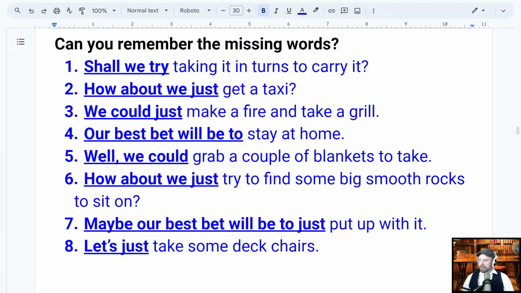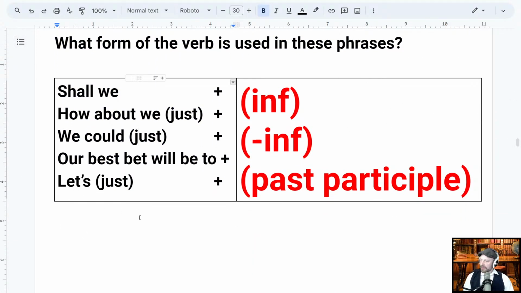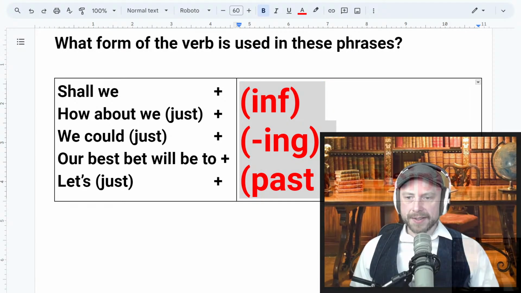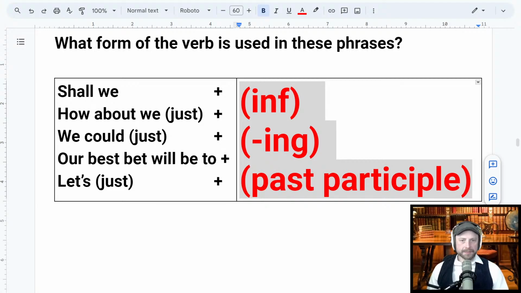So, the verb form for most of these, you'll notice, is the same, although one of them is different, because I've got should we try, although actually we could get rid of try there and just have should we, and then it's the same verb form in everything. That's quite useful, isn't it? Every single phrase uses the same verb form. So what is that verb form? Is it the infinitive? Is it the ing? Or is it the past participle? Which of those verb forms is the correct one to use in all of those phrases?